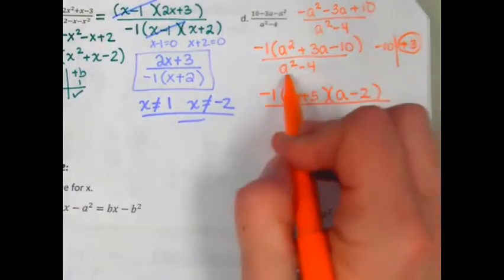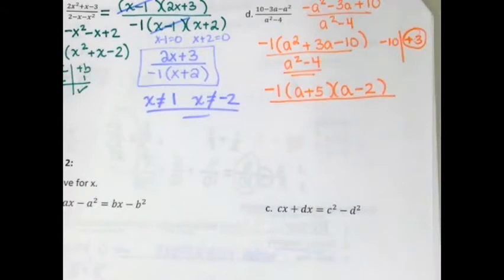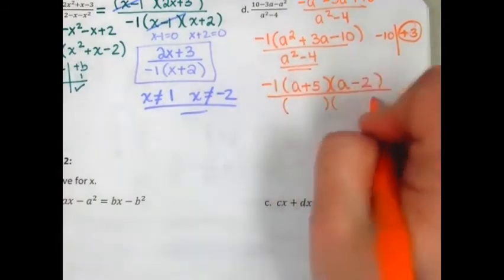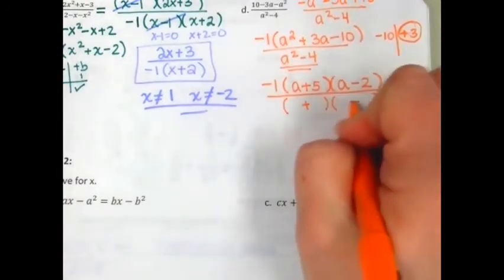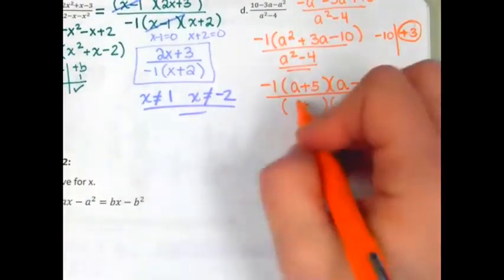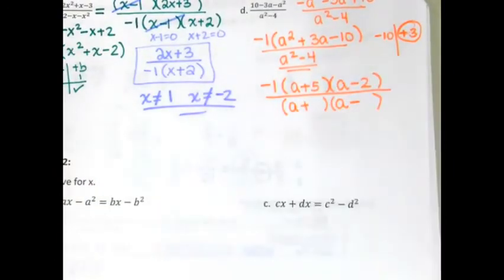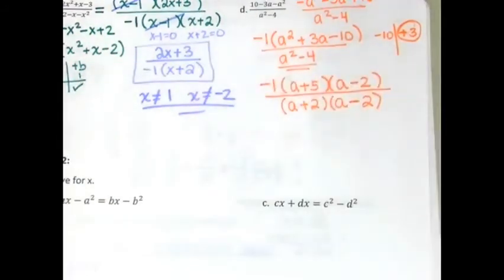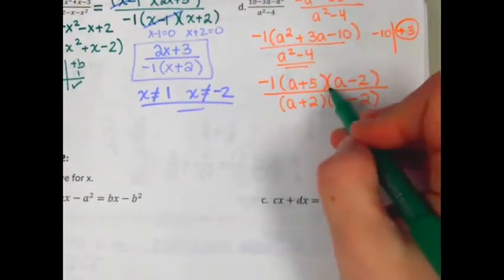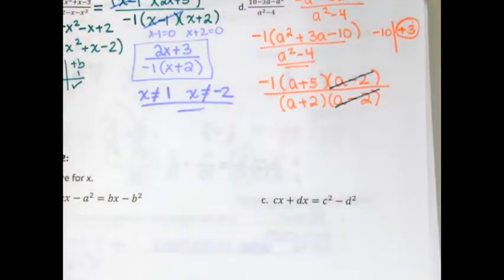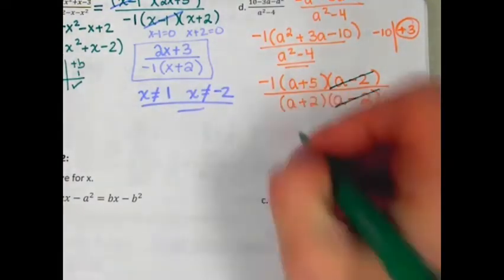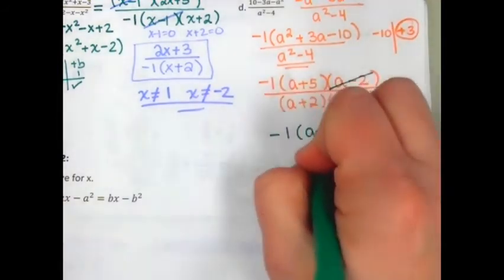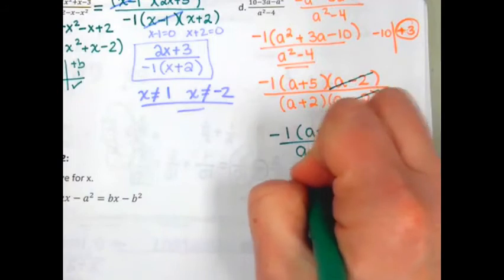Now, a squared minus 4. It's a difference of 2 squares, right? And how do we factor a difference of 2 squares? 1 plus and 1 minus. Square root of a squared is a. And what's the square root of 4? 2. Okay, good. Now, what do we notice that's the same? The a minus 2, so we can cross those out because a minus 2 divided by a minus 2 is 1. And I'm left with -1 times a plus 5 over a plus 2.